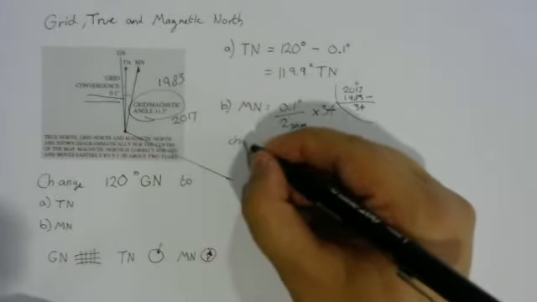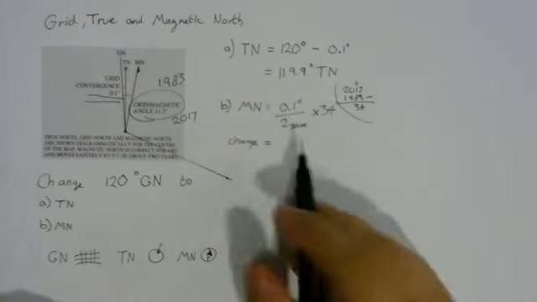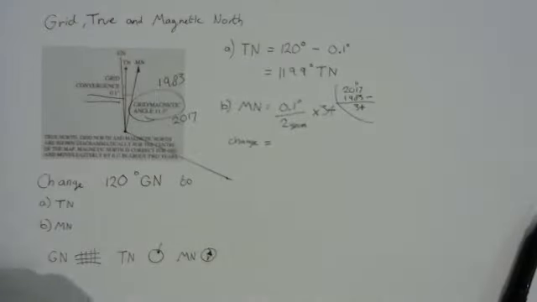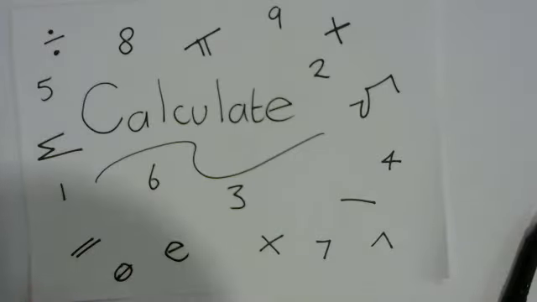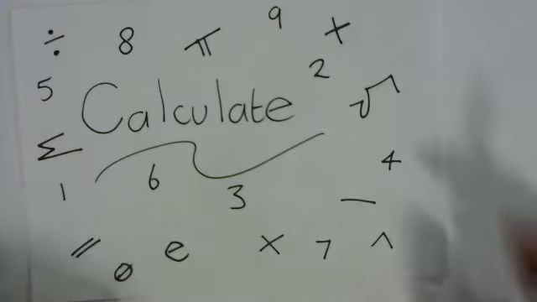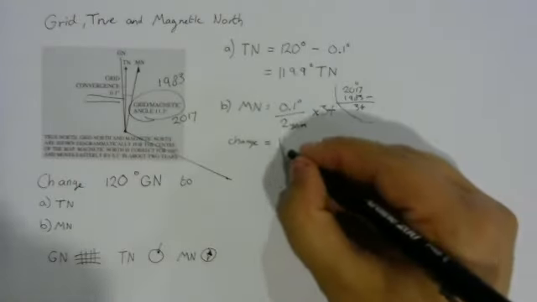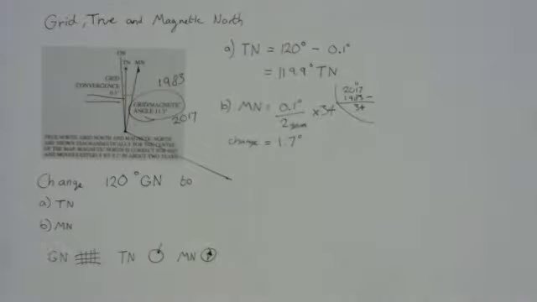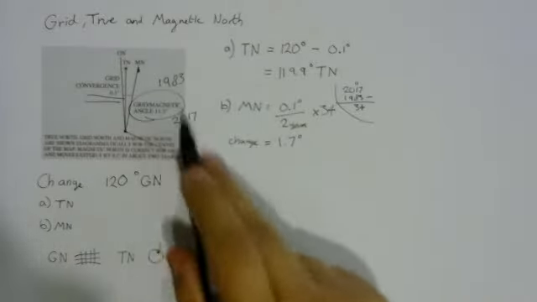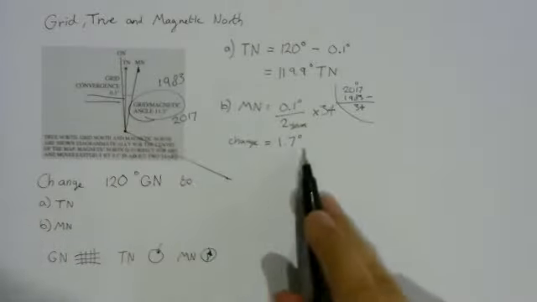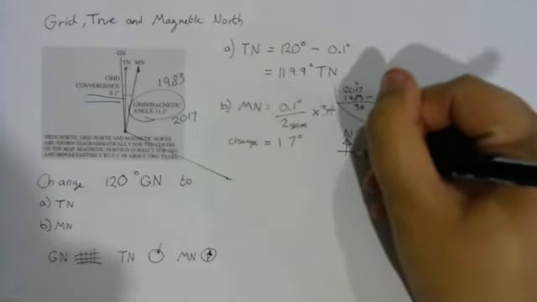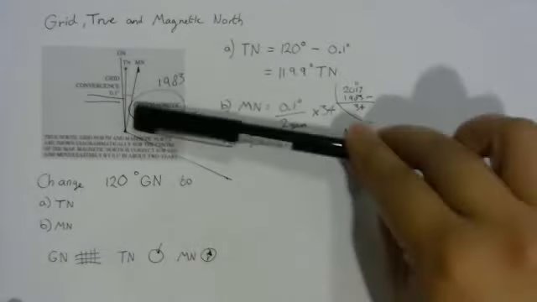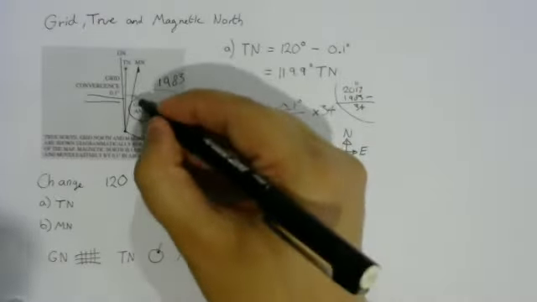And so that change is going to equal 0.1 divided by 2 times 34. Let's calculate that. 0.1 divided by 2 times 34, and that equals 1.7 degrees. So since 1983, this angle has changed by 1.7 degrees. Now it's changed easterly, and you'll remember that north east is in that direction, so this angle is growing a bit larger.